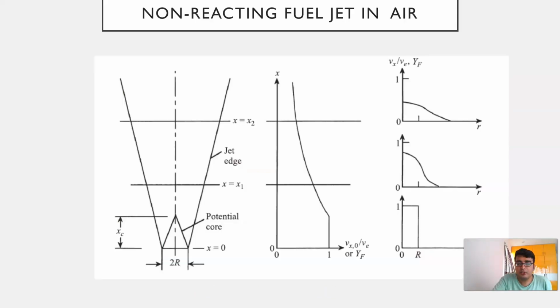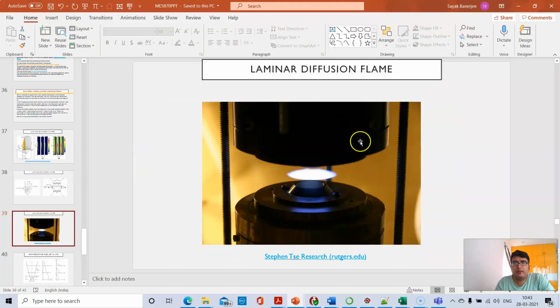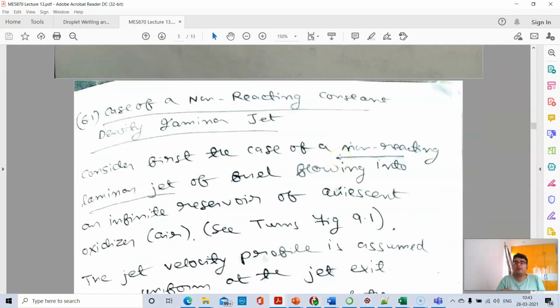Before starting the complete analysis of the reacting flame, let's look at what happens when a non-reacting fuel jet enters a region of quiescent air. Suppose you have a fuel nozzle emitting fuel, entirely fuel, methane suppose, or LPG or whatever, coming out into the air outside, and you have not yet ignited it. Then what is the velocity profile along the nozzle axis, the jet axis?